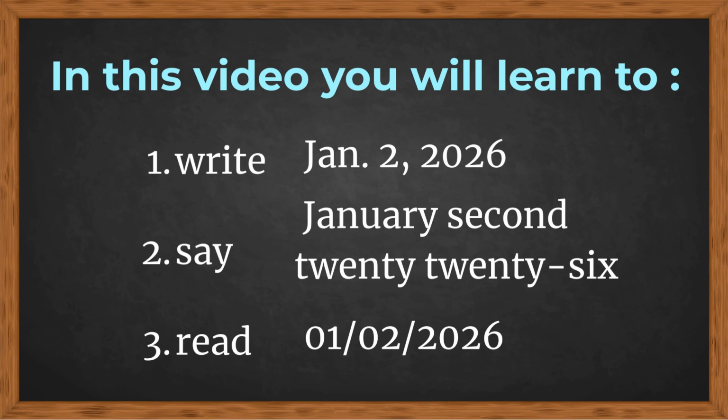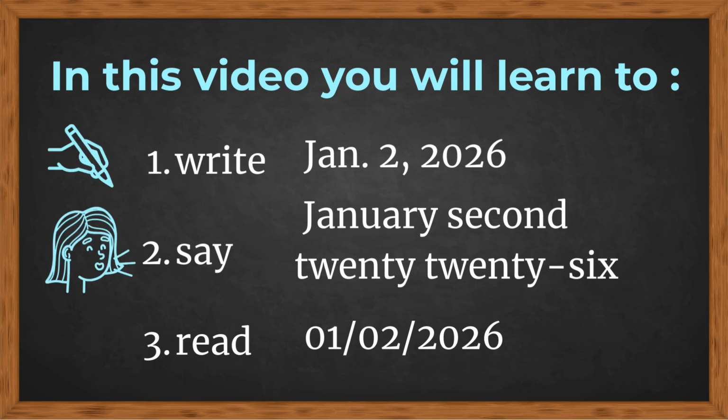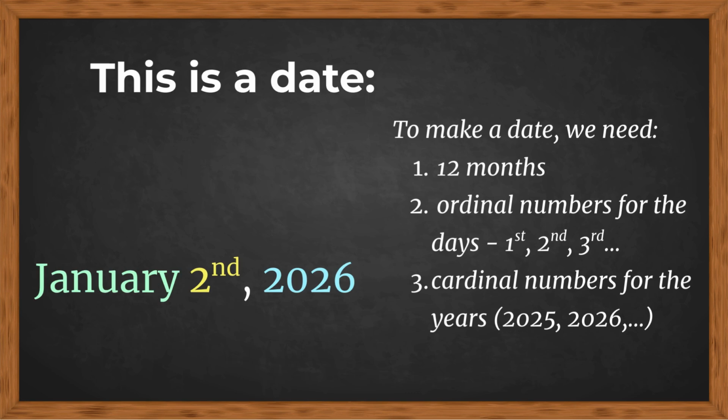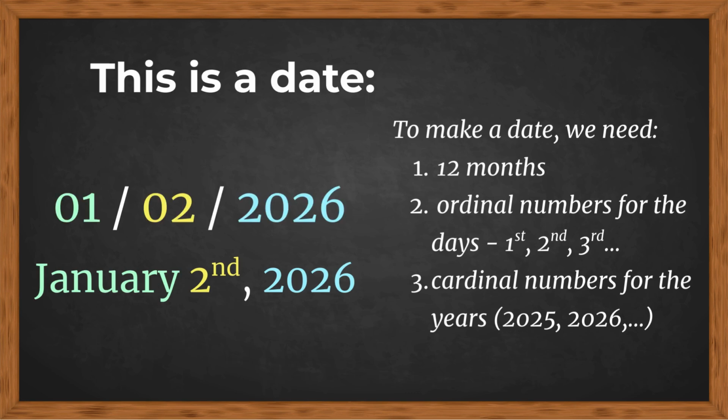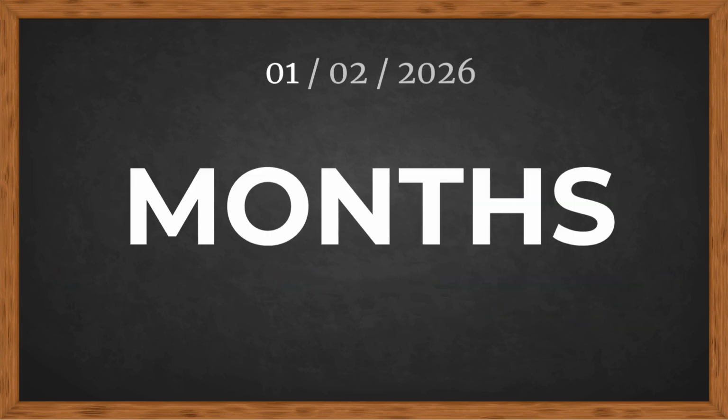In this video, you will learn how to write, say, and read the dates in American English. This is a date, January 2nd, 2026. We write month, day, year. To make a date, we need 12 months, ordinal numbers for the days, like 1st, 2nd, 3rd, and cardinal numbers for the years, like 2026.